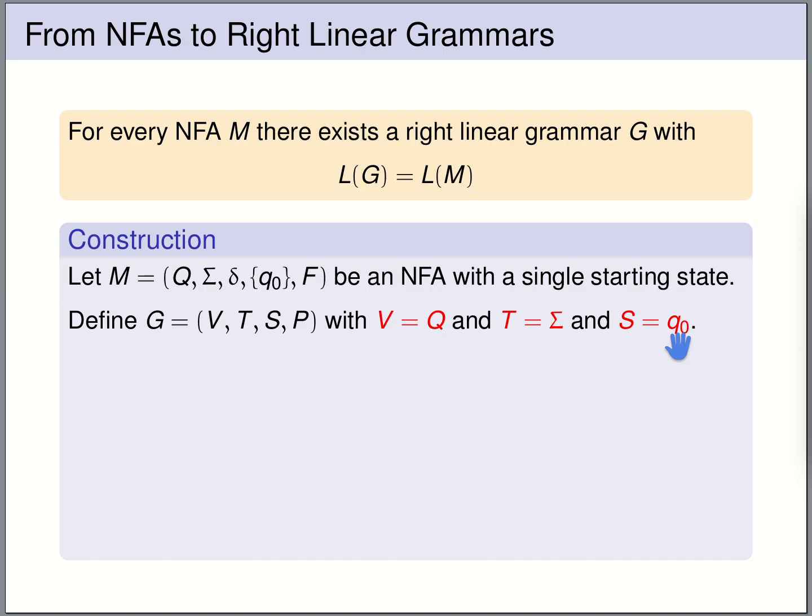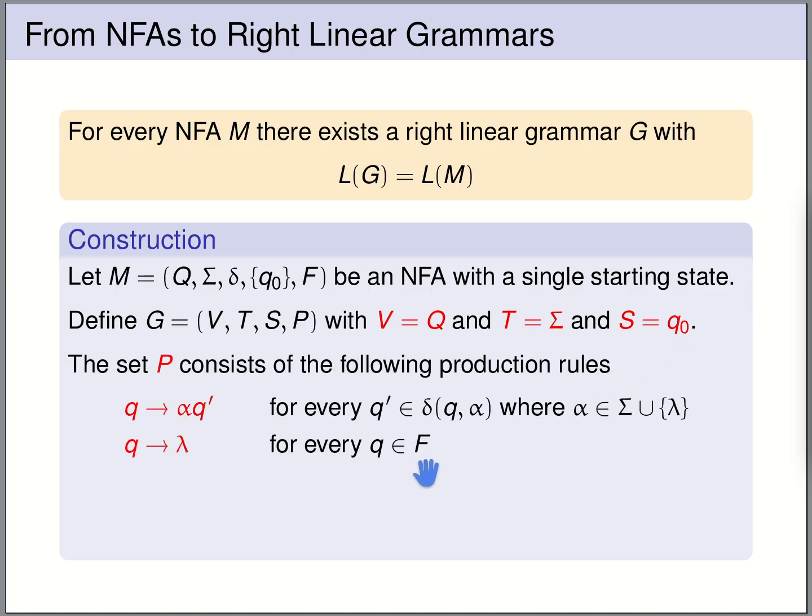Now we translate the transitions of the automaton into grammar rules, and the transitions are translated as follows. We have a production rule from Q to alpha Q prime if we have a transition from Q to Q prime with label alpha in the automaton. So formally this means that Q prime is in delta Q alpha, where delta is the transition function of the automaton. And here alpha can be either a letter from the input alphabet or lambda for a lambda transition.